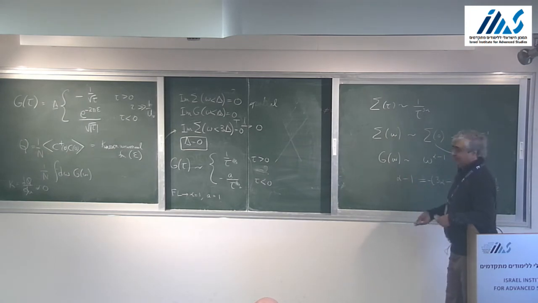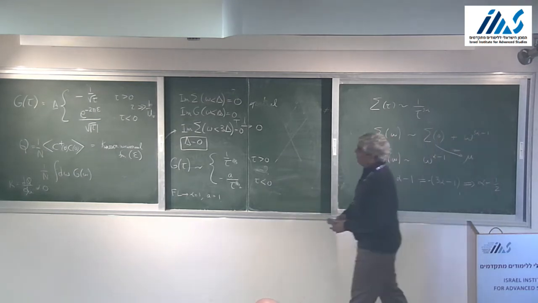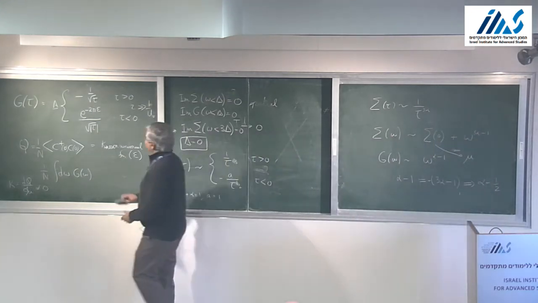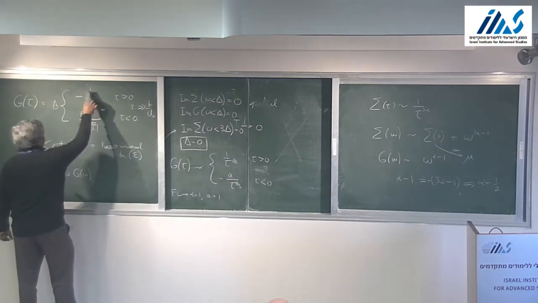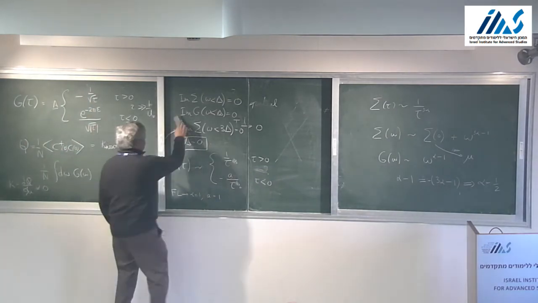So the surprise there is that you get a non-vanishing zero temperature entropy, but let me try to show that to you in a somewhat different way. What I want to do is to match this low frequency property with a high frequency property of the Green's function.